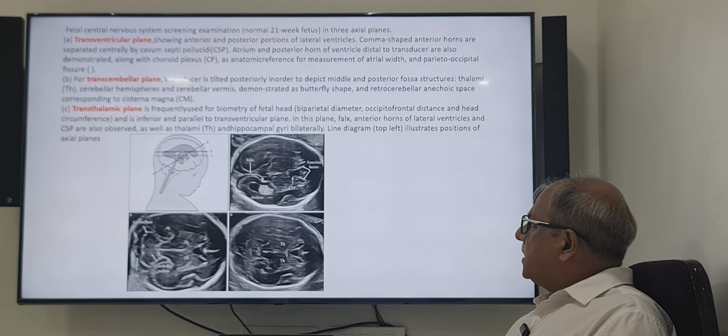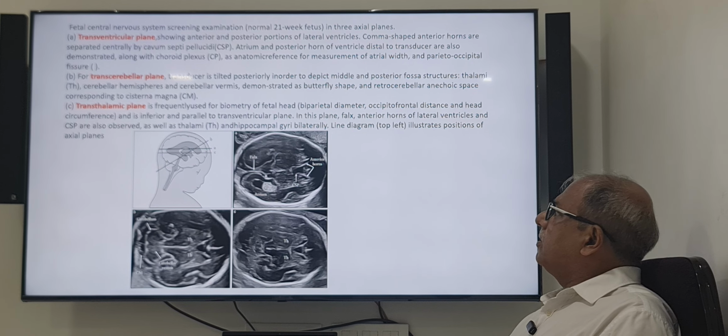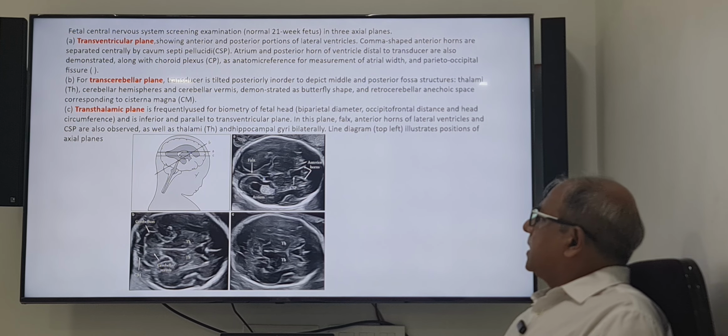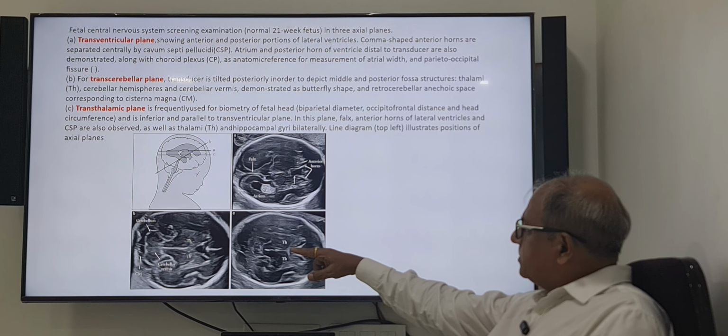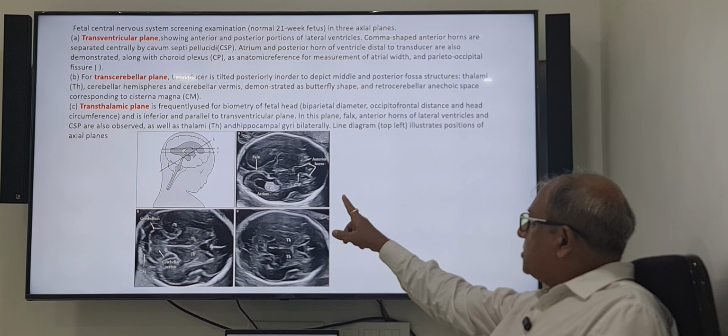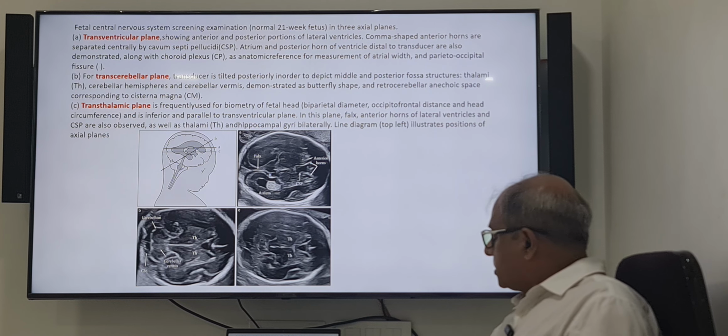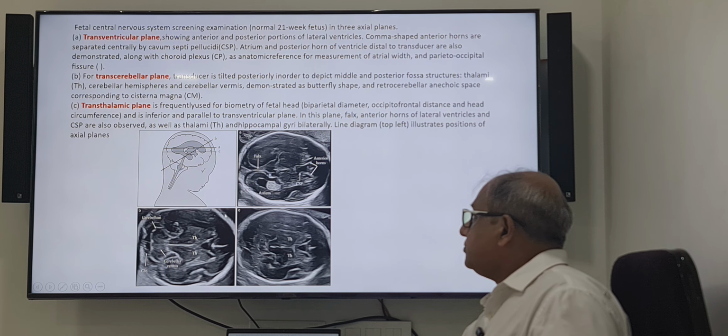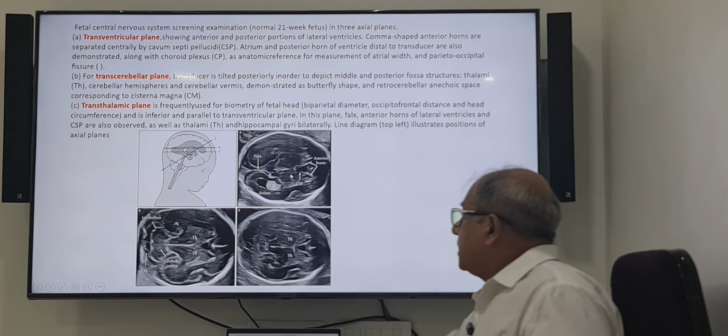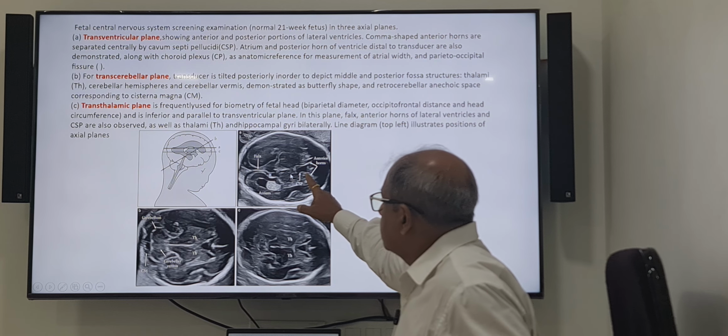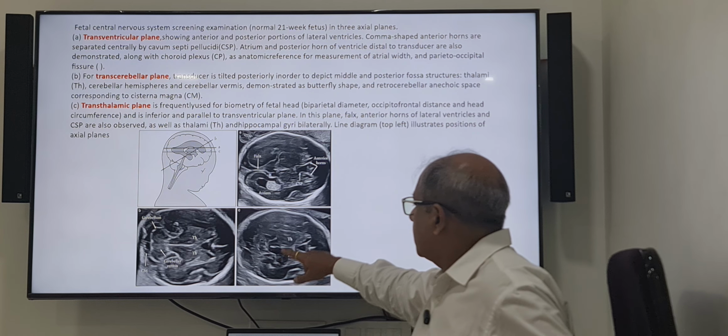And these are the different planes which I already covered, and these are the things which are visible while we do this: transventricular, transcerebellar and transthalamic.